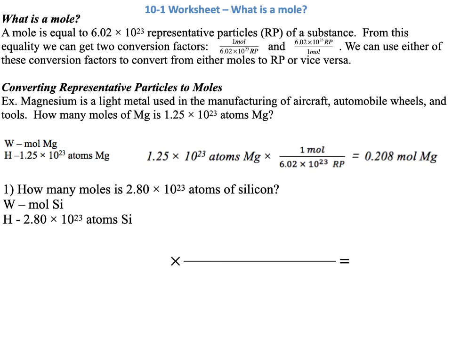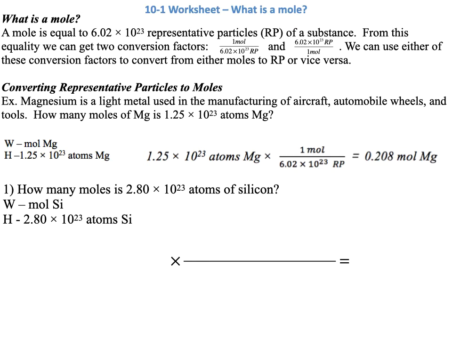So the first one is the one that we just did, converting representative particles to moles. We had 1.25 times 10 to the 23rd atoms. We wanted to know how many moles that's equal to. So we put what we have in the front, then we multiply by 1 mole on the top and Avogadro's number on the bottom, and we get the 0.208. So let's try a different problem.